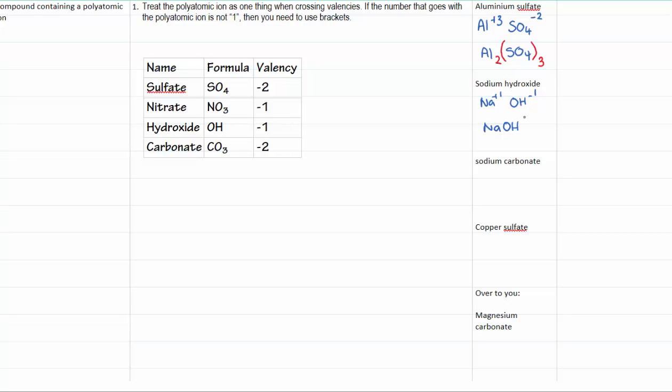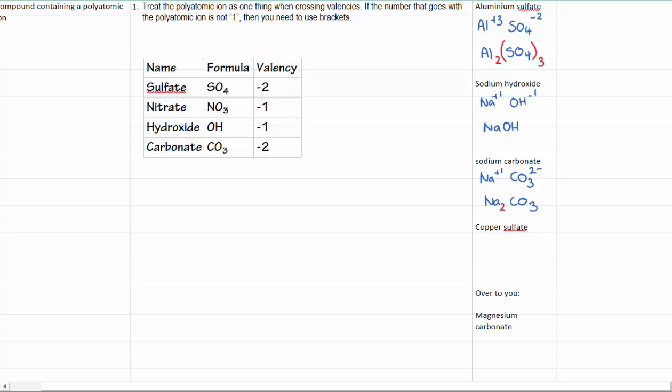Let's have another example, this time with sodium carbonate. Sodium, Na with a valency of +1. Carbonate is a polyatomic ion and its valency is -2. So when we write down this formula, the 2 from carbonate will go with sodium and the 1 from sodium will go with carbonate, but because it's a 1, we don't write anything down. So it's just Na2CO3.